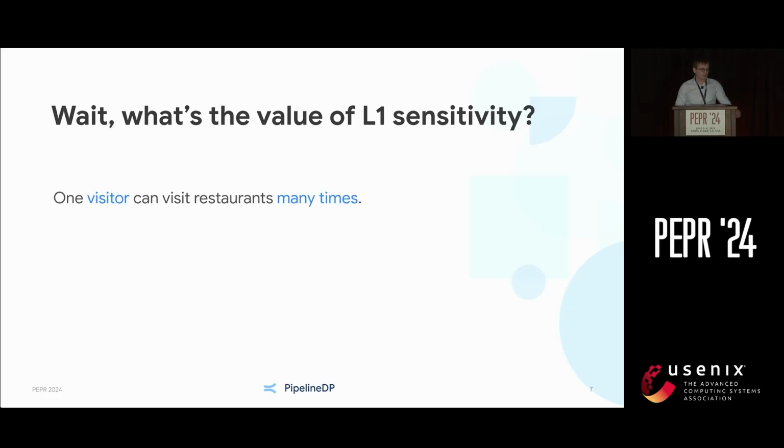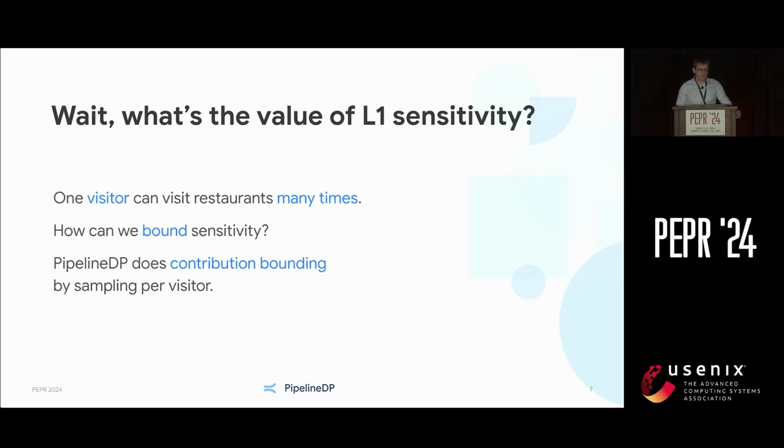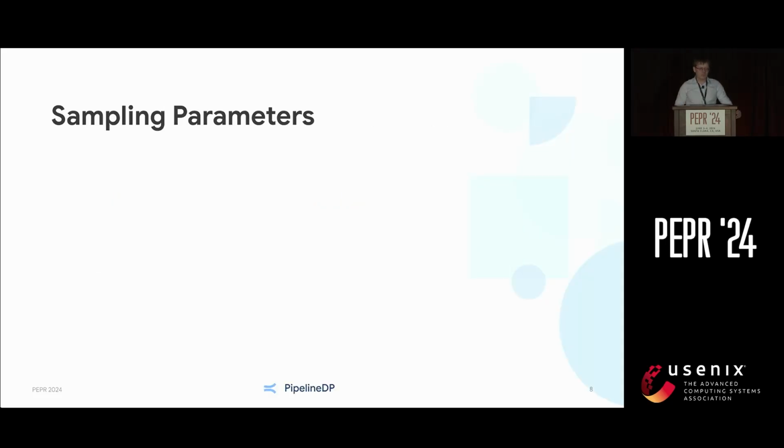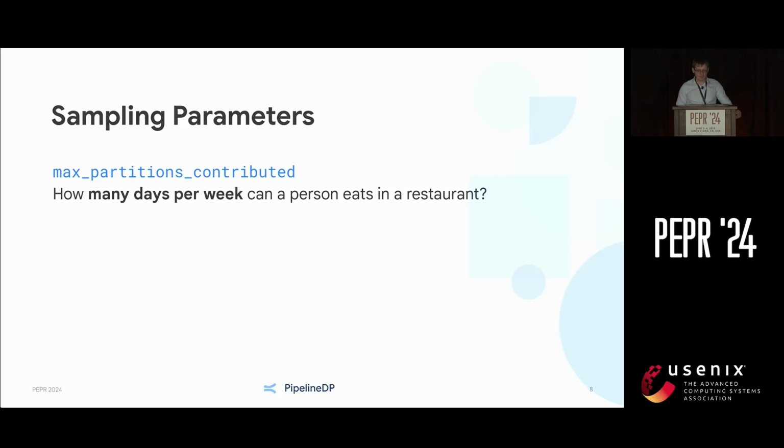One visitor can visit restaurants many times, and if you choose this number very large, we need to add a lot of noise. So we need to somehow bound this sensitivity. And the PipelineDP solution is to do contribution bounding, which is sampling per visitor. And this is where we have additional hyperparameters. We need to somehow specify how to perform sampling.